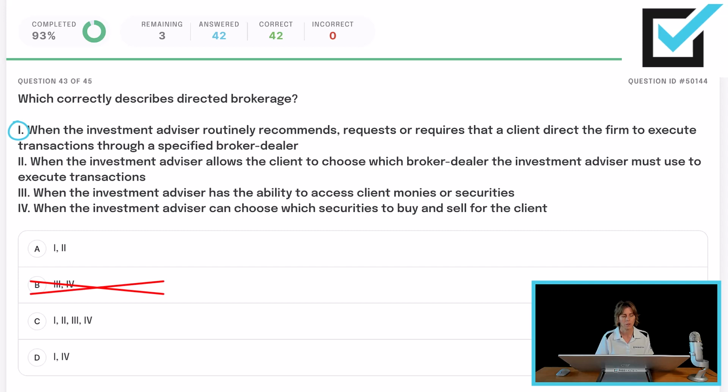2. When the investment advisor allows the client to choose which broker-dealer the investment advisor must use to execute transactions, that is also true regarding directed brokerage. So 1 and 2, I can get rid of D.